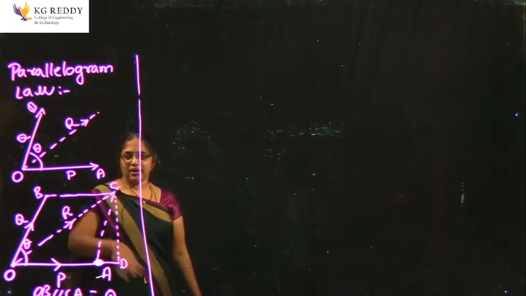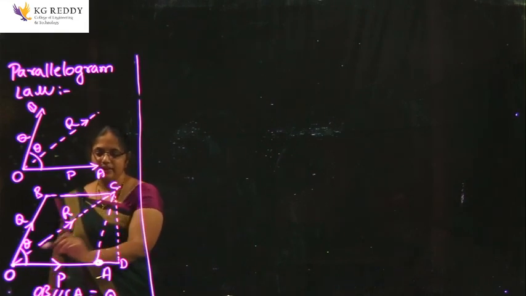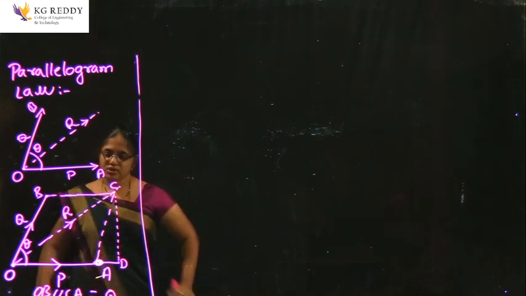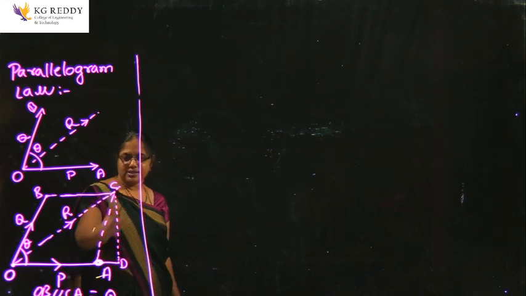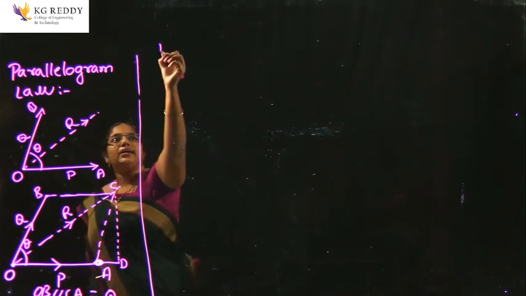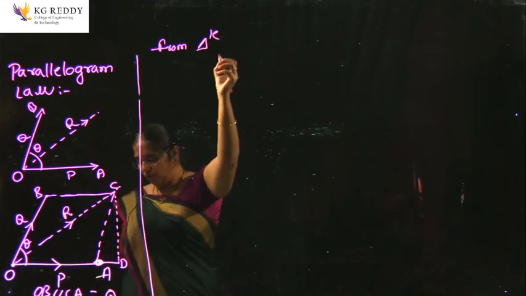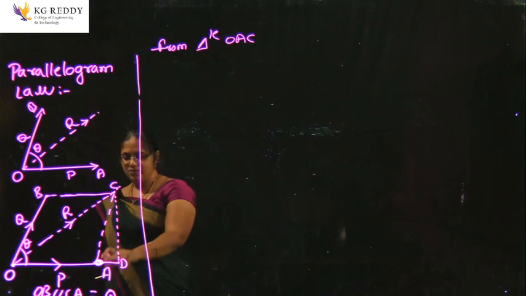So, from this law we can state that from this triangle directly OCD. Here you can identify this is the triangle OCD, right. Or else we can take the triangle OAC. Directly I want to write from the triangle. Okay, so this is OAC.